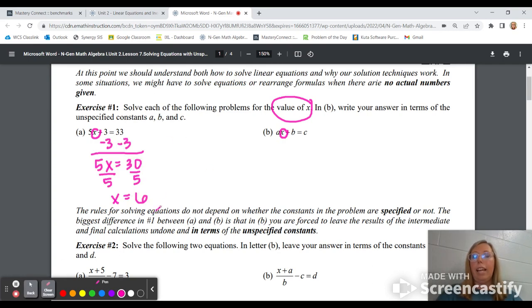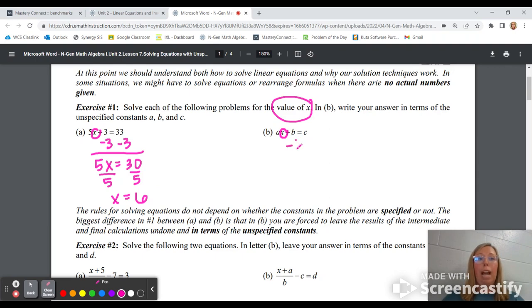Okay, so now you can see that exercise A is done. We used the operations of subtraction and division to isolate the variable x to get the value of 6. So now let's look at B, where we don't have actual numbers, but we're still trying to solve for x. So we need to get x all by itself. So x is being multiplied times A, and B is being added to it. Even though we don't have actual values for those, we can still apply these same concepts and properties.